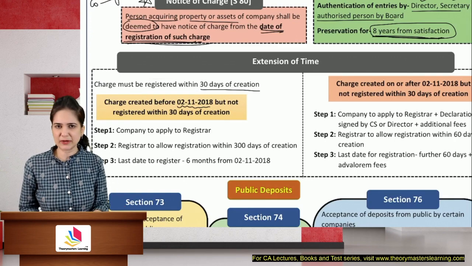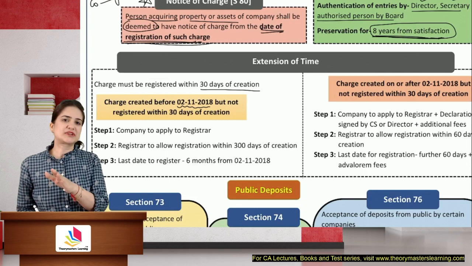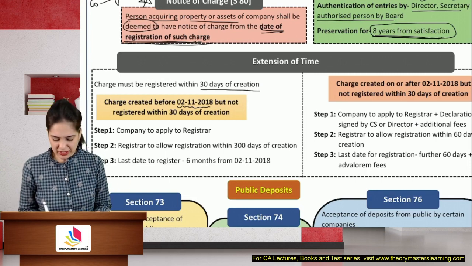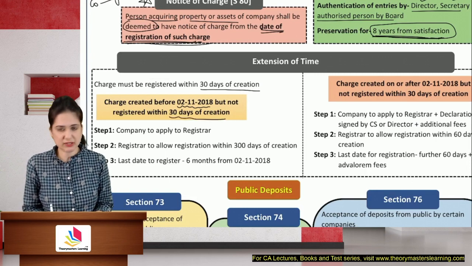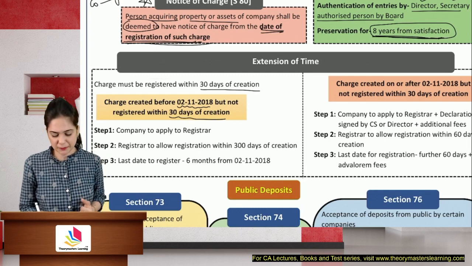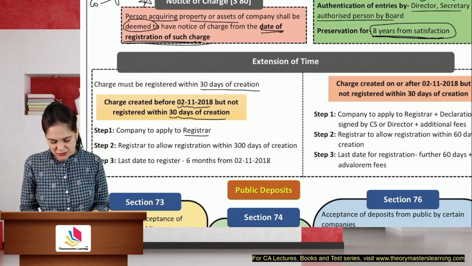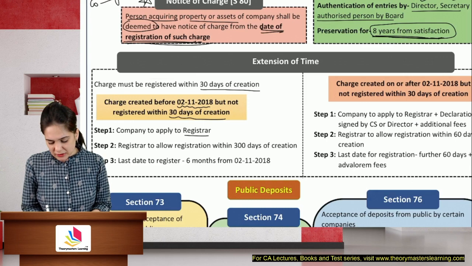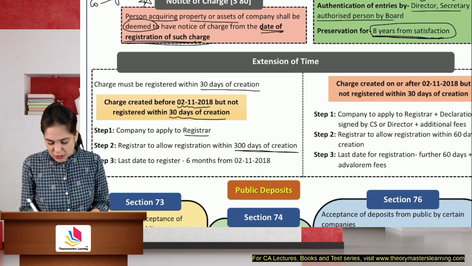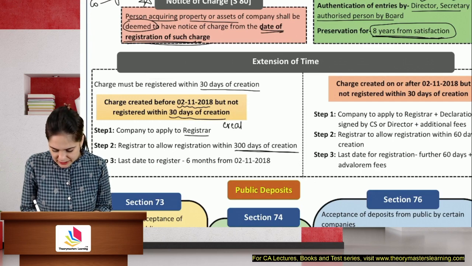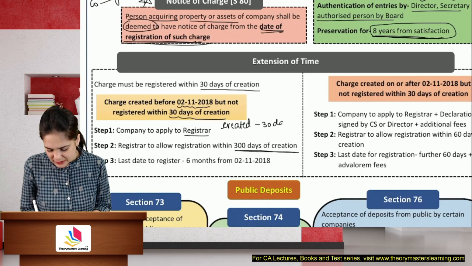Certain amendments were made over here. If the charge is created before 2nd of November 2018, but you have not registered it within 30 days, then what is the extension given to you? The company will apply to the registrar and the registrar will allow the charge to be registered within 300 days of creation. So can I say that the charge is created and I ideally need to register it within 30 days?